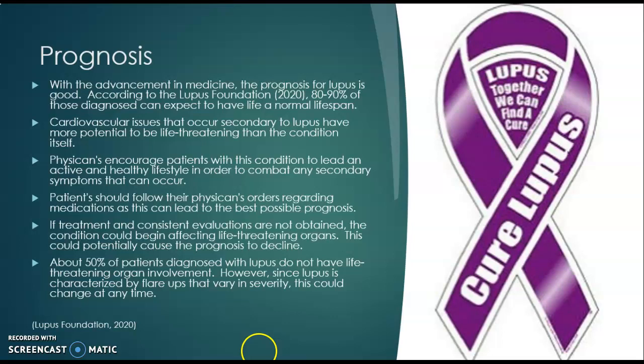If treatment and consistent evaluations do not occur, the condition could begin affecting life-threatening organs and they wouldn't be aware of it. So this could potentially cause the prognosis to decline. About 50% of patients diagnosed with lupus do not have life-threatening organs involved, but since lupus is characterized by those flare-ups that vary in severity, this could change at any time, which is why seeing your physician regularly and going to your checkups and following their orders is very important for this diagnosis.